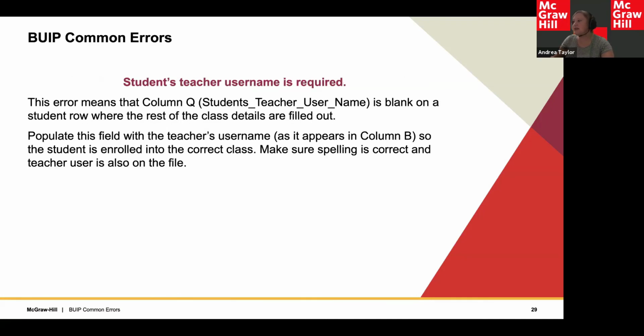And student teacher username is required. This is a very common error for BUIP files. It can sometimes mean that the actual field student's teacher username is blank on the file, or that the row for that specific teacher is missing. So again, check the teacher row, make sure they show up on the file. It could also be a typo or misspelling, but keep in mind this field is crucial to rostering students into their classes.